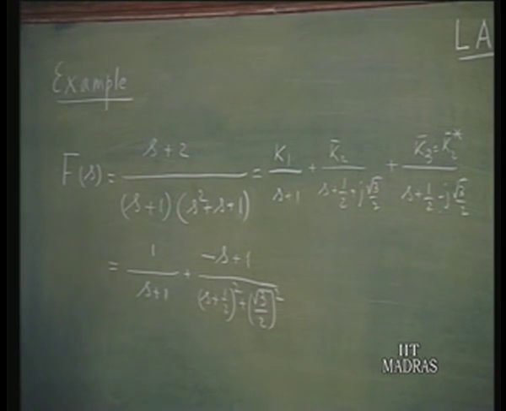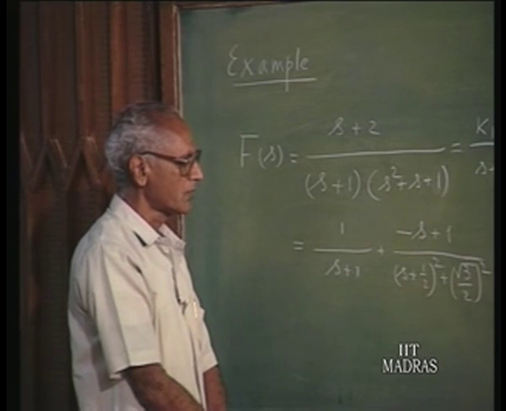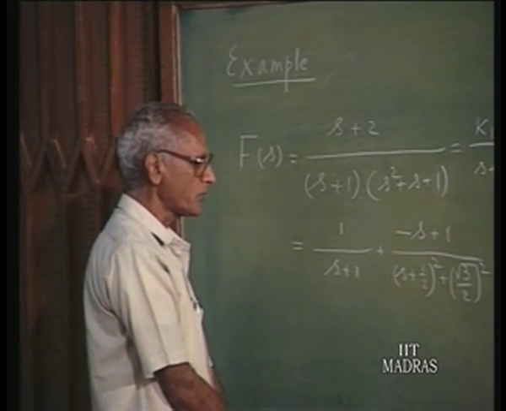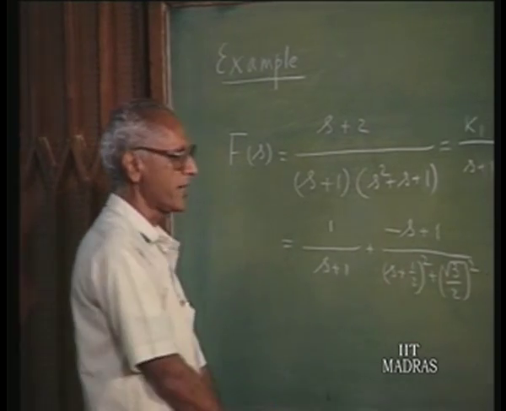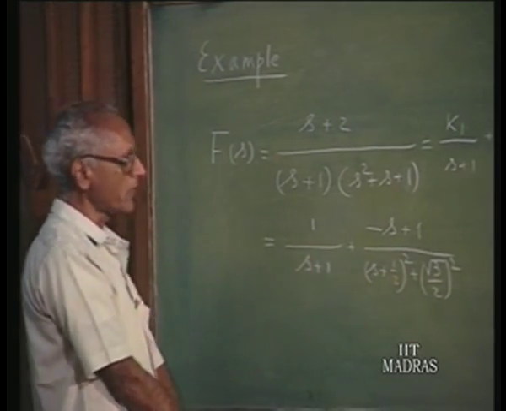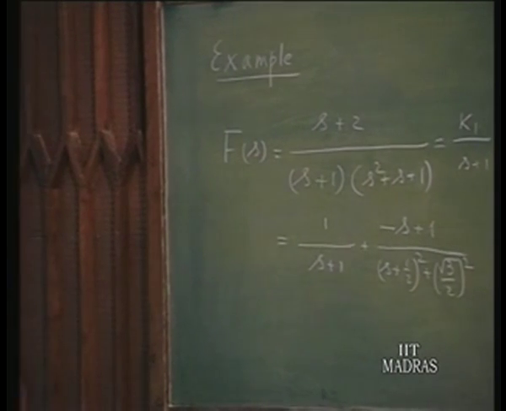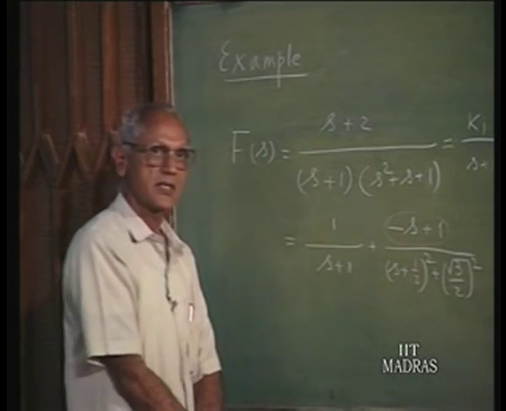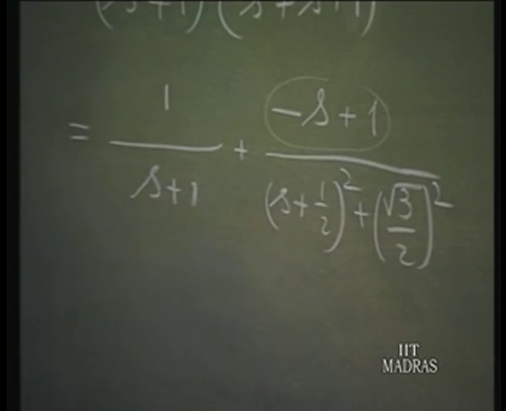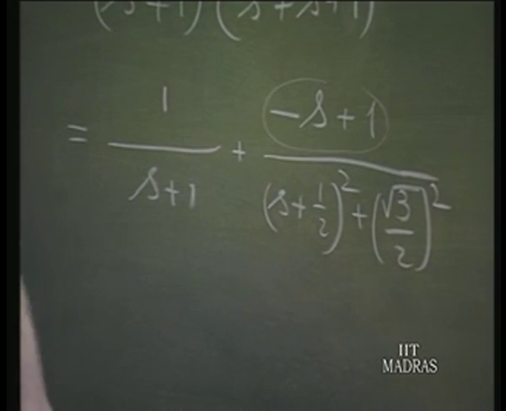After having done this, you recall that the inverse Laplace transform of (s plus alpha) over (s plus alpha) whole squared plus omega squared is e power minus alpha t cos omega t. Therefore we should like to express this as a linear combination of s plus half as one term and root 3 by 2 as the other term. If we do that, then we can identify this with the Laplace transform of terms like e power minus alpha t cos omega t and e to the power minus alpha t sin omega t.